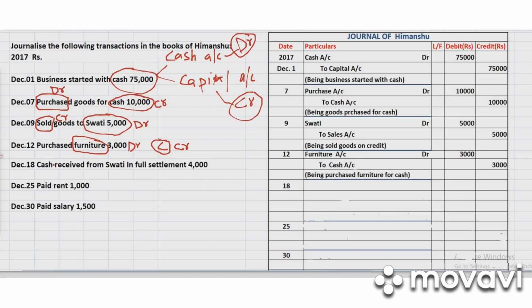Okay, now see the next transaction. It is cash received from Swati in full settlement. Here you can see Swati had purchased goods from the businessman.